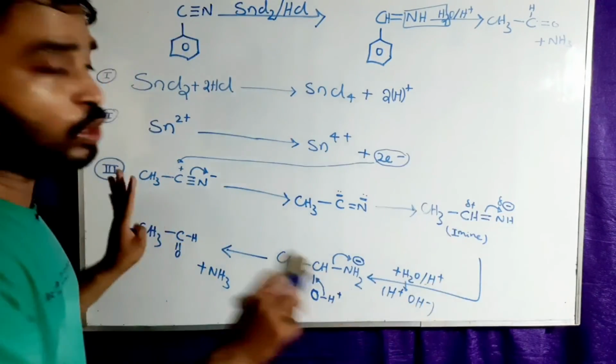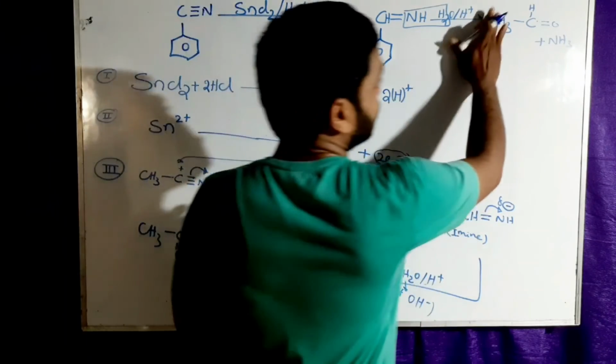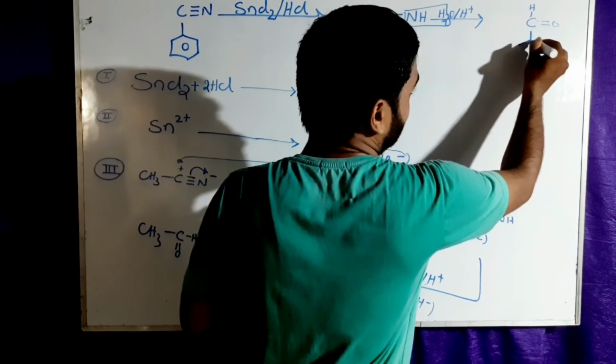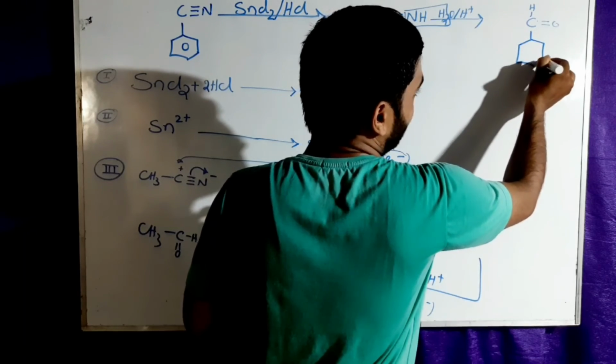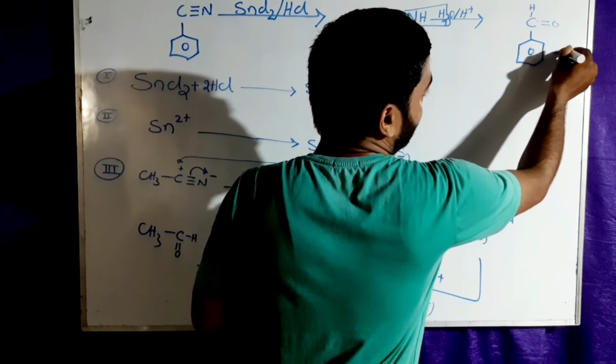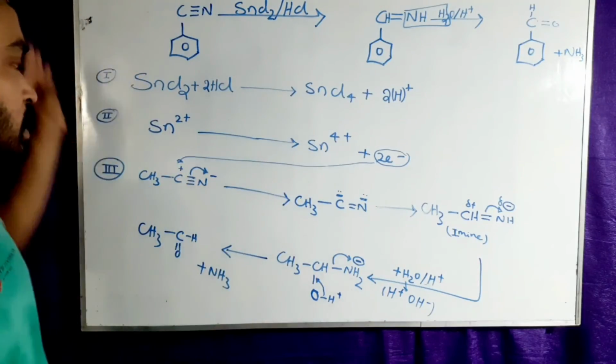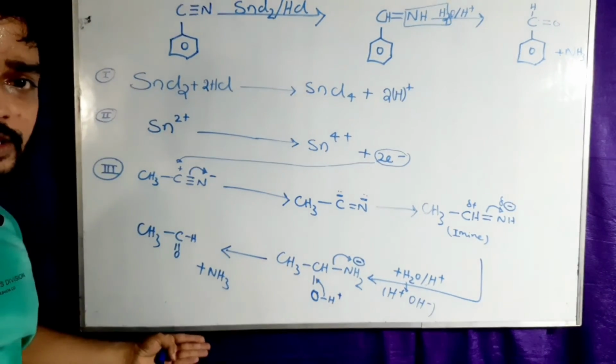A similar reaction mechanism will be followed, and it will result in the formation of, what will be the product of the reaction? It is the benzaldehyde here. It is the benzaldehyde along with the same byproduct, that is ammonia. This process will also go in this mechanism.